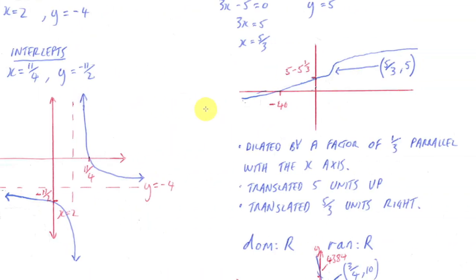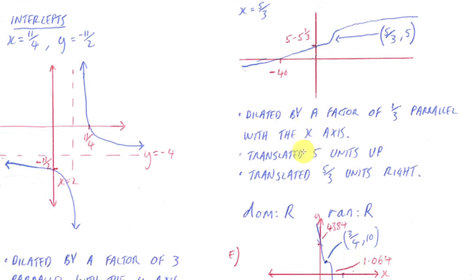When I look at this function, I can see it goes from -infinity to positive infinity along the x-axis, and along the y-axis, -infinity to positive infinity. So I say that my domain is R, the set of all real numbers, and my range is also R, the set of all real numbers.